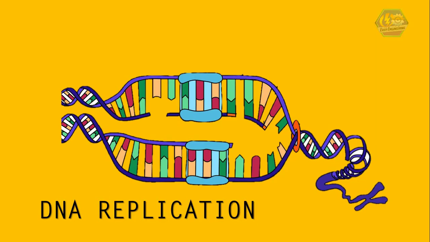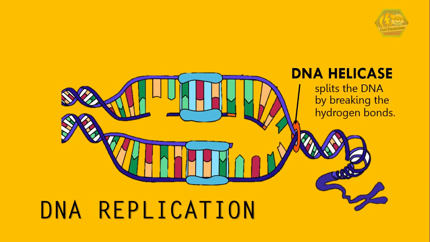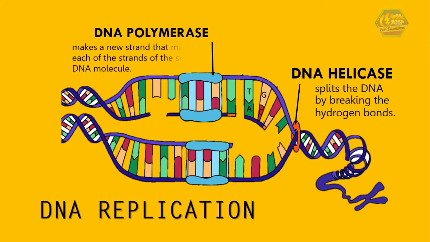An enzyme called DNA helicase splits the DNA or the ladder down the middle by breaking the hydrogen bonds. New strands are formed by regenerating the legs, forming a mirror-like ladder. It is made by matching the bases, A with T and G with C, to make the missing strands. Another molecule called DNA polymerase makes a new strand that matches each of the strands of the split DNA molecule.